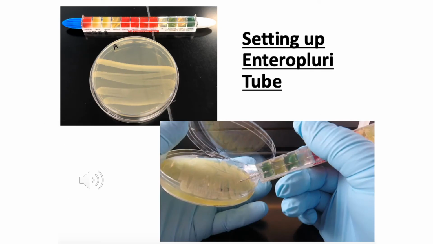To do this test, you would start out with one Enterotube and a plate of your unknown. The tube has this long metal wire that goes through it, and you would use the tip of that wire to scrape up some of your bacteria. And then from the other end, you pull the wire through the whole tube so that every sector is getting inoculated with the bacteria. And then you will let that incubate and then record the results.